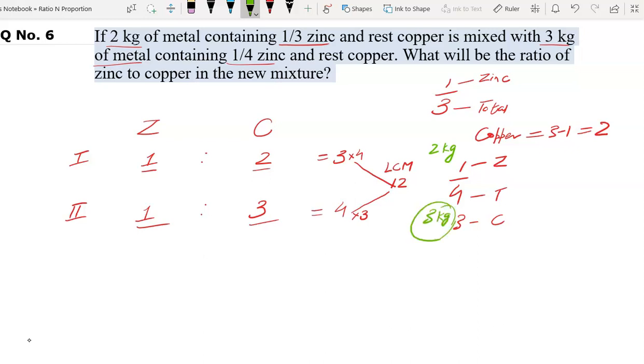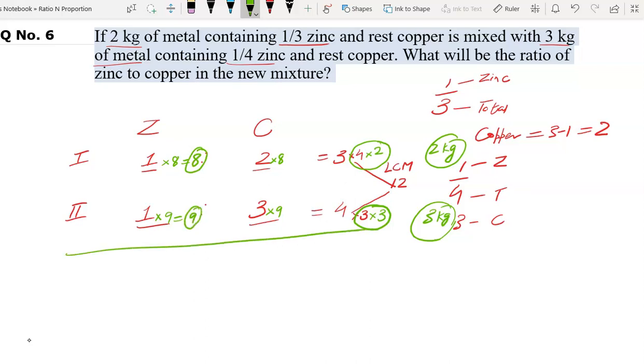2 kg and 3 kg. So they are in the ratio 2:3. So what we will do, we will multiply this by 2 and this by 3. So what we will get? 4 into 2 is 8. So we will multiply this by 8 and this also by 8. 3 into 3 is how much? 9. So we will multiply this by 9 and this by 9. Now what we will get? 1 into 8 is 8. 1 into 9 is 9.